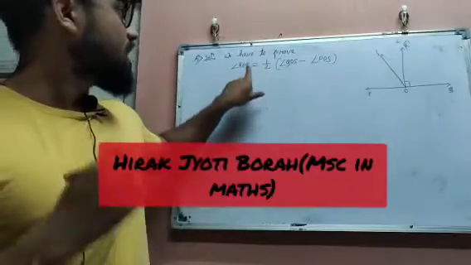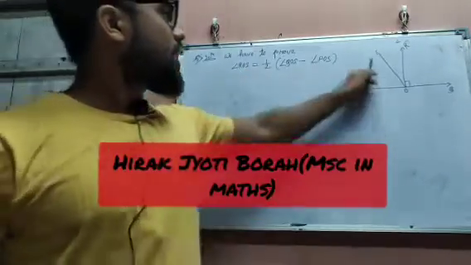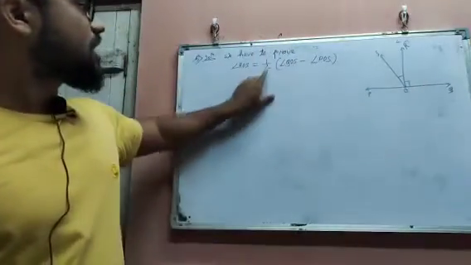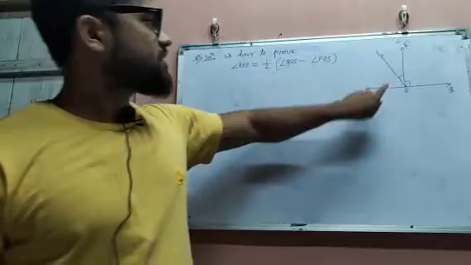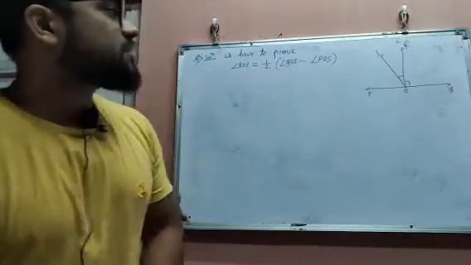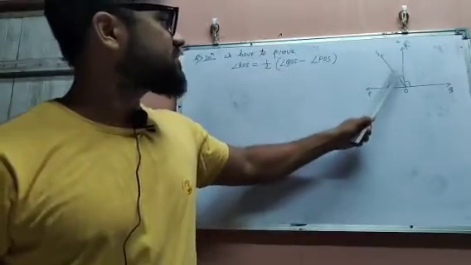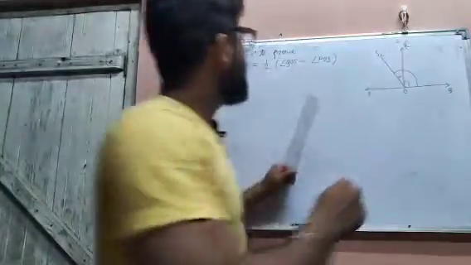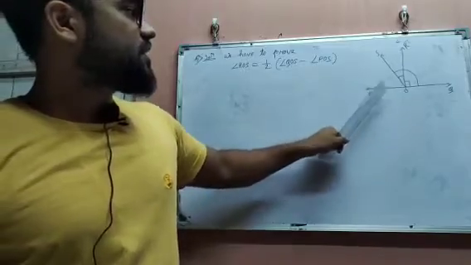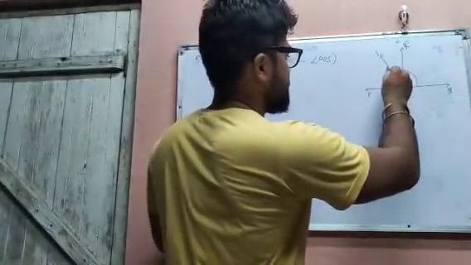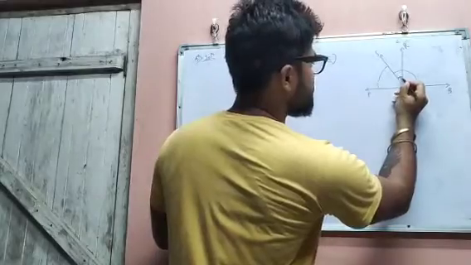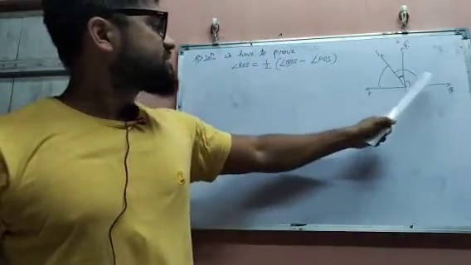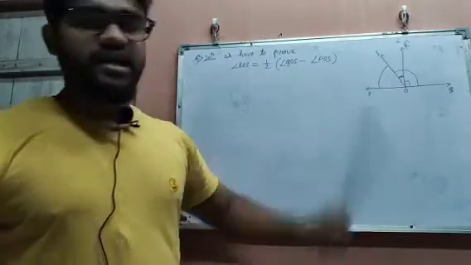Prove what? Angle ROS. That means this angle is equal to half of the angle QOS, this greater angle, minus angle POS, or this angle. So we need to prove this angle is half of the angle QOS minus angle POS.